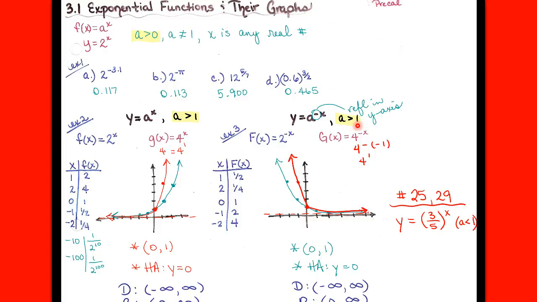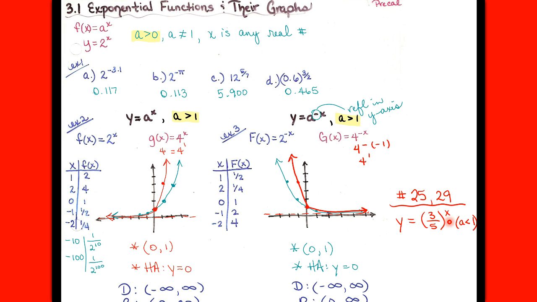But if I go back to the description of an exponential function, it just says that a has to be greater than 0. Yep, 3/5 is greater than 0. That's good. And x has to be any real number. So as long as I just plug real numbers in here and not imaginary, then yeah, that's an exponential function.